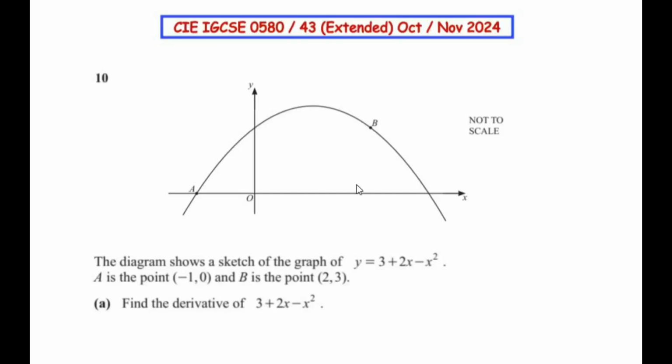In this video we are going to solve the 10th question from 058043 extended paper from October-November 2024. Now this question is from graphs topic. The diagram shows a sketch of the graph of y is equal to 3 plus 2x minus x square. A is the point at the coordinate minus 1, 0 and B is the point at 2, 3.